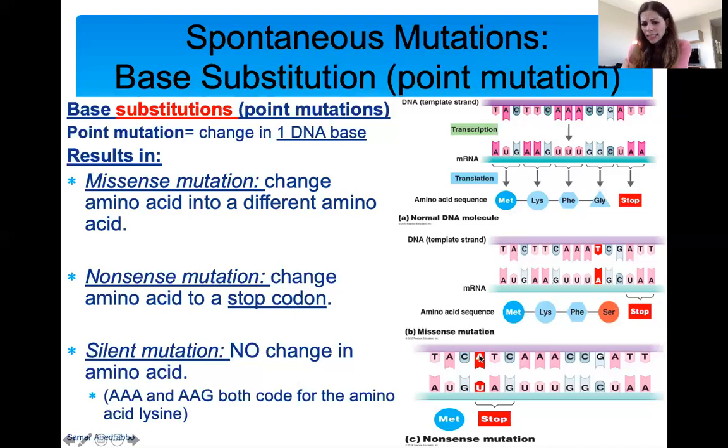Now, if we had a different mutation, where if we look at the original strand, here we were supposed to have a T and it accidentally got mutated to an A, it randomly did, then this led to a stop codon. This is called a nonsense mutation. And if the mutation led to the same amino acid, then we would call that a silent mutation.